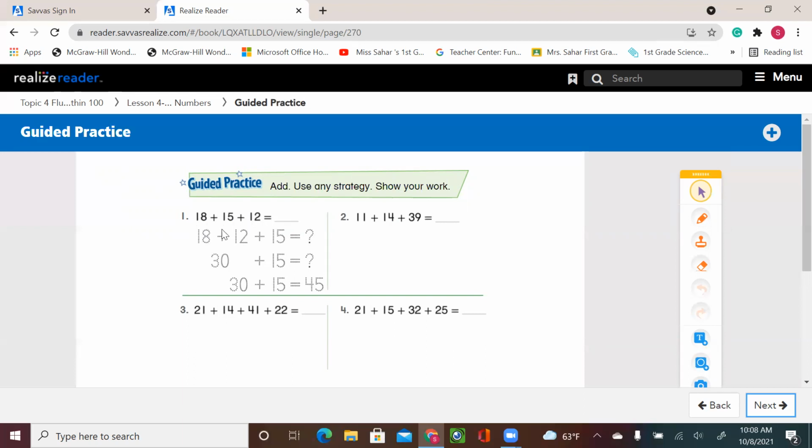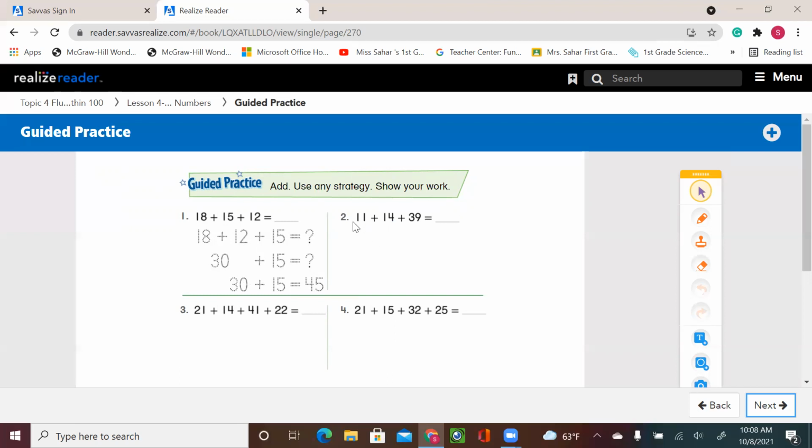So I'm going to play with the order here. I'm going to put 18 first, then I'm going to add the 12. So 18 plus 12, using that breaking apart, that previous lesson we did. So it's going to be making tens. That's 30. And then I have that next addend, 15. I'm going to add the 15. Now it's easy to add 30 plus 15. I can easily add this, 45.